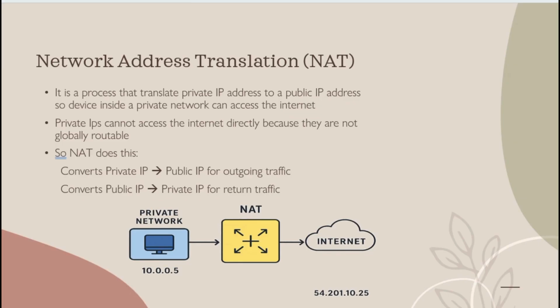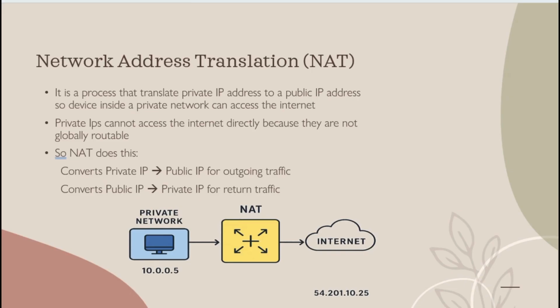By using the private IP, it cannot access the internet directly because private IPs are not globally routable. So the NAT converts the private IP to the public IP for the outgoing traffic, and it also converts the public IP to the private IP for the incoming traffic.